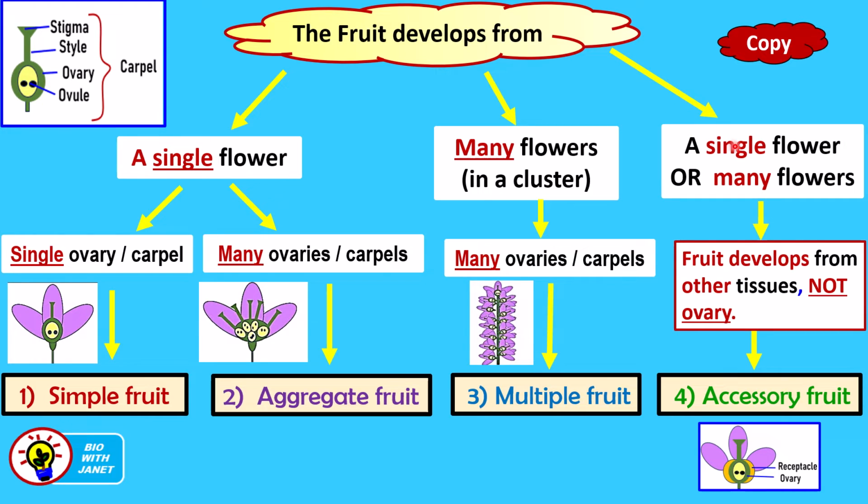Now, if the fruit develops from either a single flower or many flowers, but it does not develop from the ovary, rather from other tissues like the receptacle below, then it's called an accessory fruit. As you can see here, the orange part is a receptacle that has developed, and the ovary remains almost the same as in the flower. After fertilization, it's the receptacle that becomes bigger, thicker, and fleshier, full of nutrients, water and other substances. That is called an accessory fruit. An example is the apple.